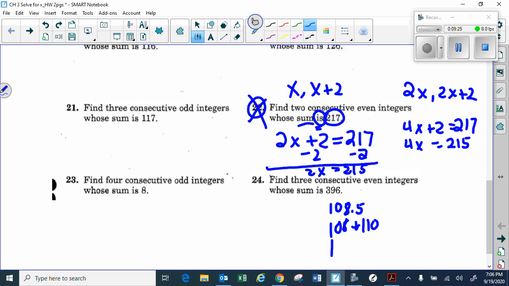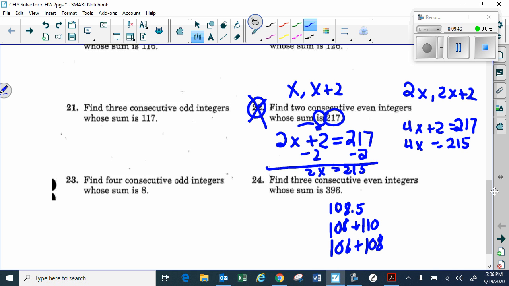Okay, and if I went down to 106 plus 108, that's 214. So you can't get that. It's got to be two consecutive even integers. So that can't happen. 24 is a bad one.